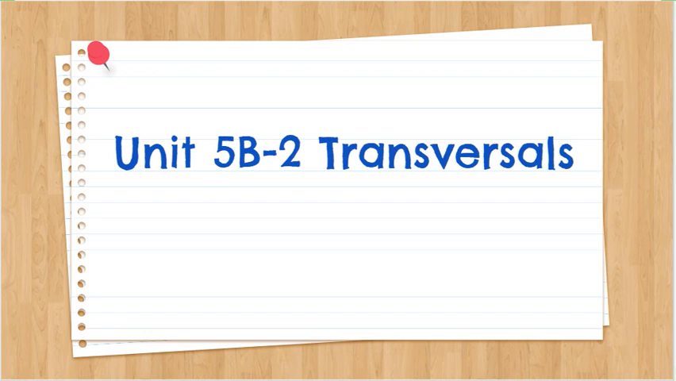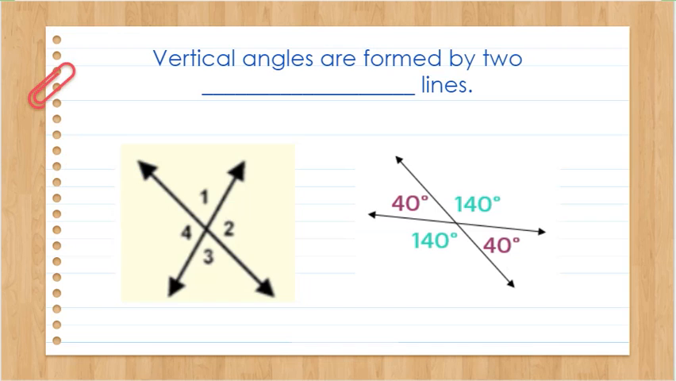Unit 5, Part B, Lesson 2, Transversals. Today we're going to be learning about parallel lines and when they are cut by a line called a transversal, the special angles that are formed. Let's first begin talking about vertical angles.